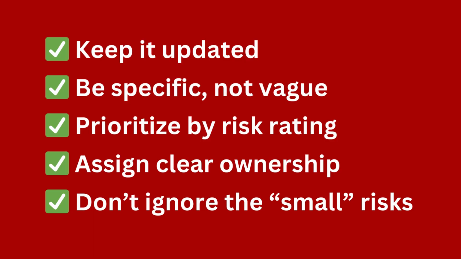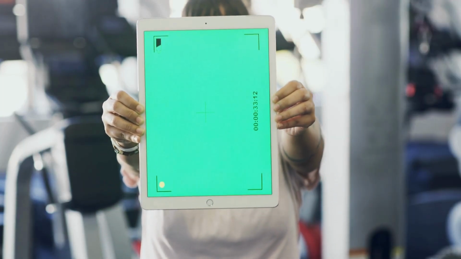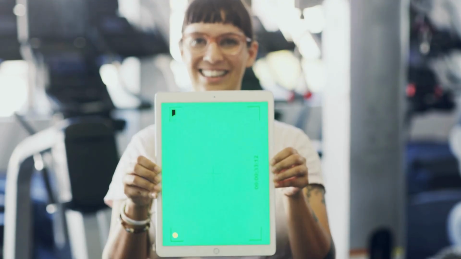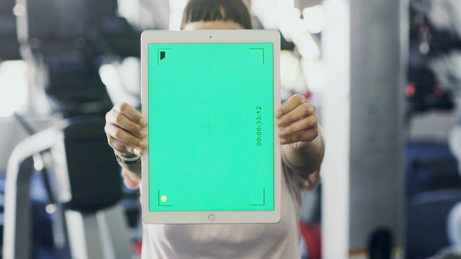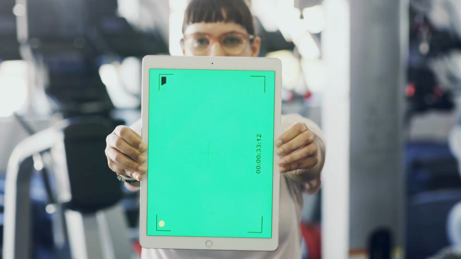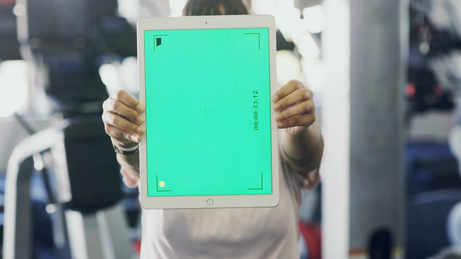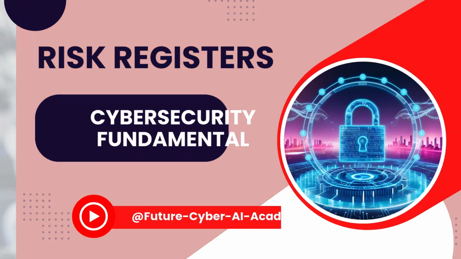Now, let's wrap it all up with a quick summary and key takeaways. Now it's your turn. Build a simple risk register for a system you use, your university lab, personal network, or even a class project. Start small, think critically, and practice documenting risks like a pro. The more you use it, the better you'll understand how to defend your digital world.